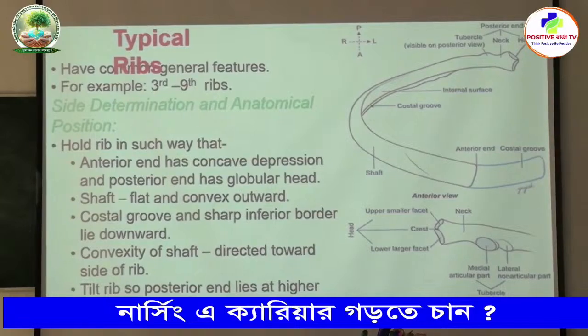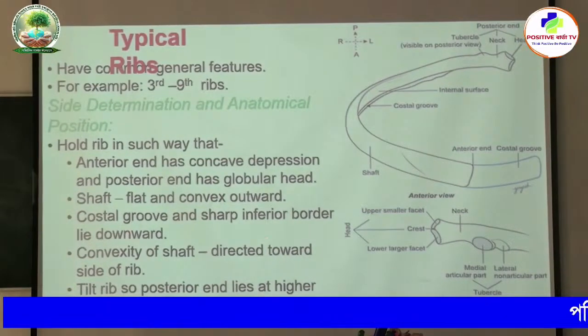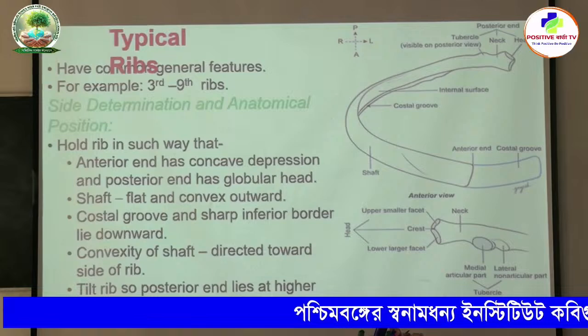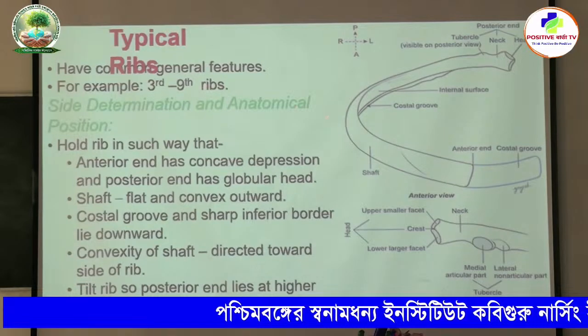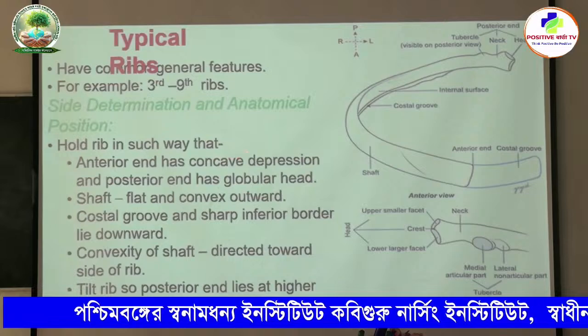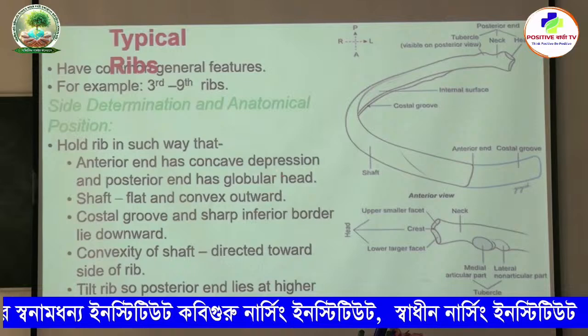Okay, so what are the features of typical ribs? You have to know it first so that you can see the difference with the atypical ribs. So typical ribs have common general features. Examples are 3rd to 9th ribs. How will you hold it in anatomical position? Hold the rib in such a way that the anterior end has a concave depression.